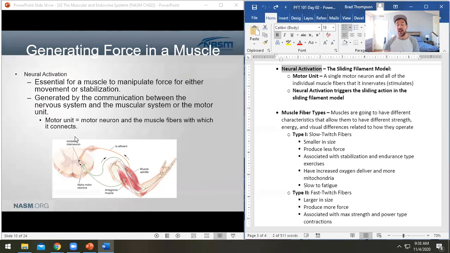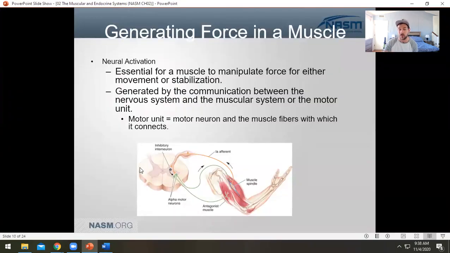And so there's a constant communication network happening between your nervous system and your muscular system. And you can kind of see that right here, right? Here's one of your individual spinal discs. You've got your spinal cord running through this here, and then there are these little roots, these nerves that run out from there.